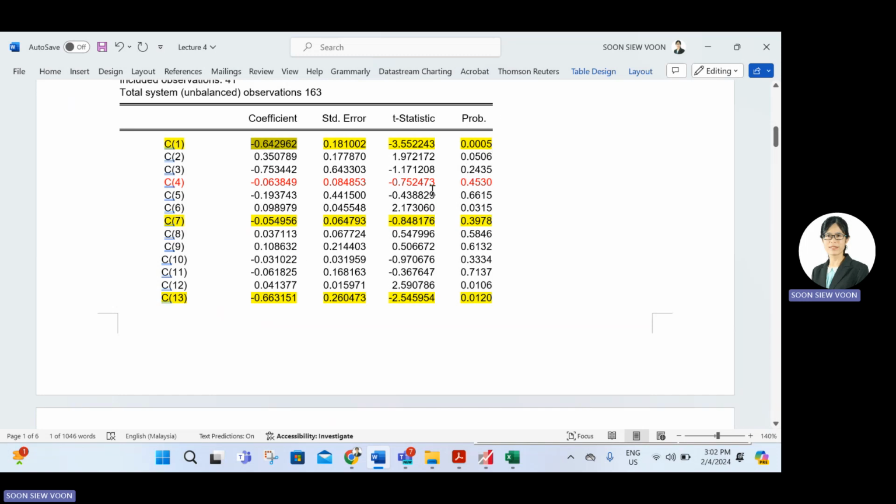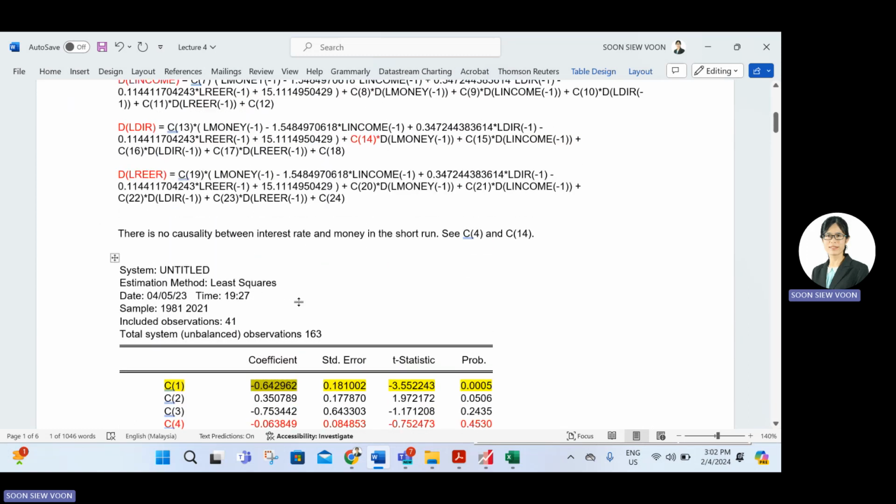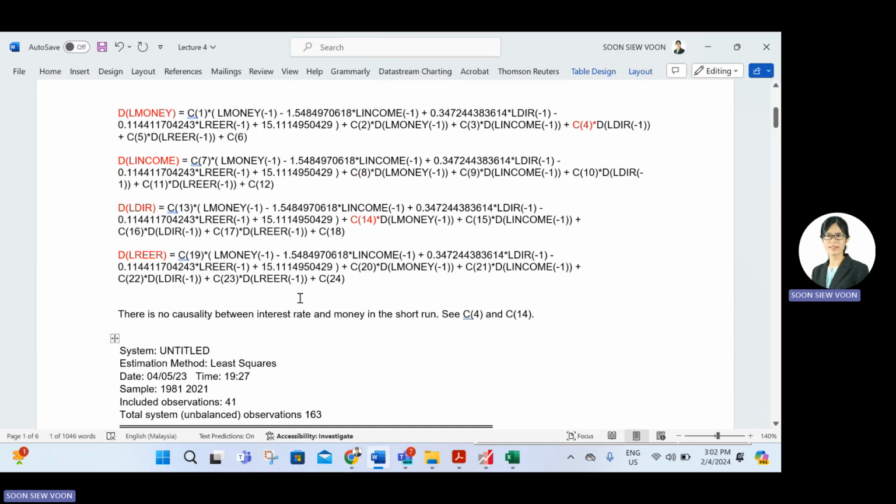Negative and significant also apply to the ECT in the interest rate equation, as well as the ECT in the exchange rate equation, right? So what is my question just now? Is there a causality between the interest rate and money in the short run? If you want to look at the causality between the interest rate and money in the short run, we need to look at C4 and C14, whether significant or not significant.